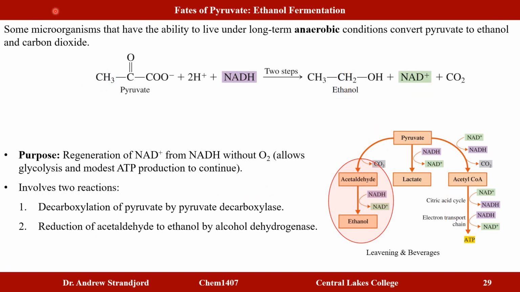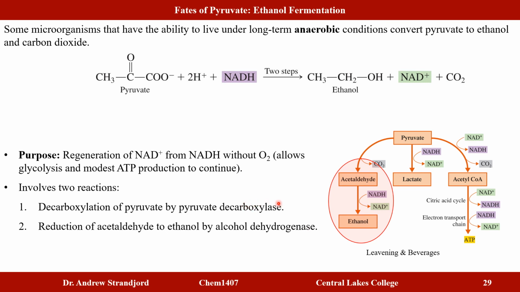Some microorganisms have the ability that under anaerobic conditions they can convert pyruvate into ethanol and carbon dioxide. For example, here I take pyruvate, react it with an NADH molecule and 2 protons. In a two-step process, I produce ethanol and NAD+. I can use that NAD+ in the glycolysis process, and I can also enter it into the citric acid cycle to produce NADH, and it can go on into the electron transport chain to produce ATP.